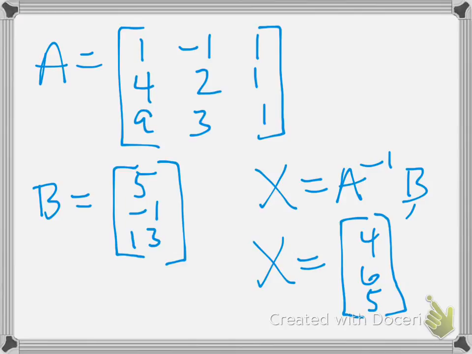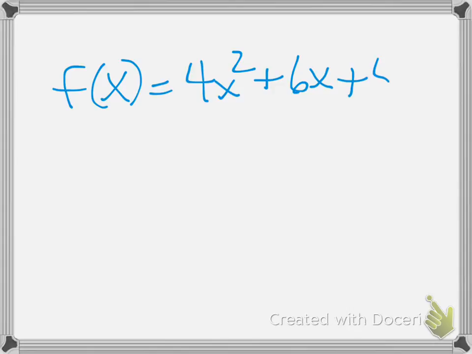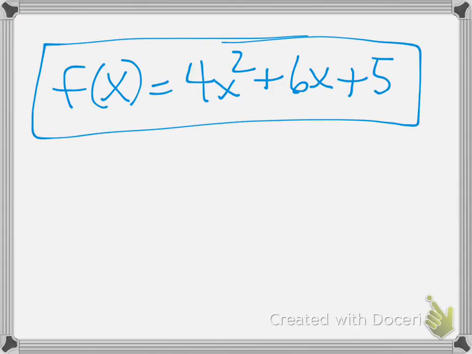That's your answer matrix. Now, what does that mean? That means that A is 4, B is 6, and C is 5. So your final answer is f of x equals 4x squared plus 6x plus 5. Because they wanted to know the coefficients for this quadratic, and we were able to use a matrix to find it. So this is strictly a calculator type exercise for you guys, and quite frankly 7-2 was as well. So that's how you can solve systems using matrices.